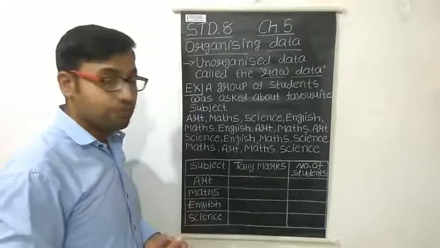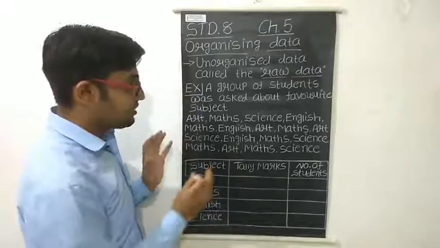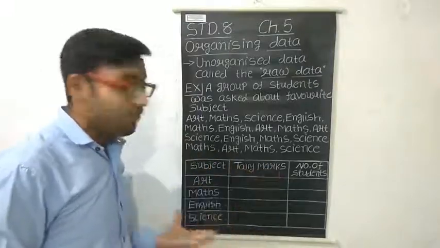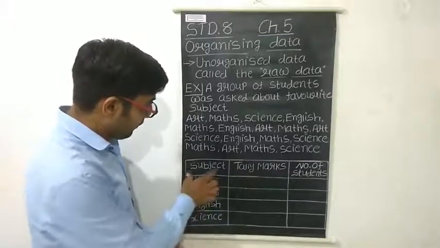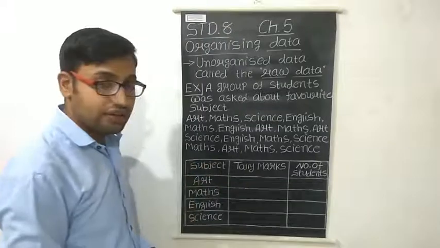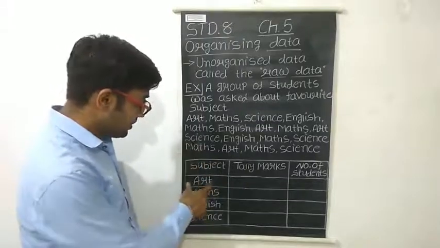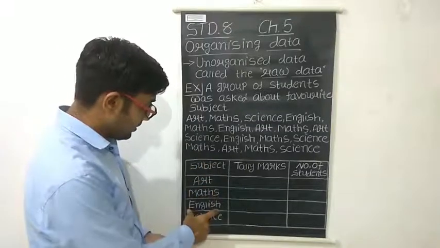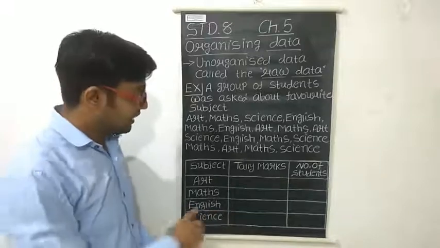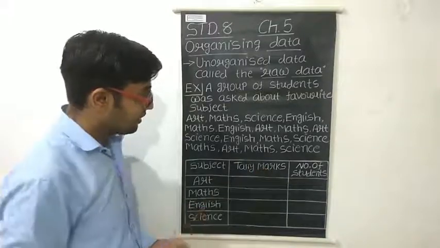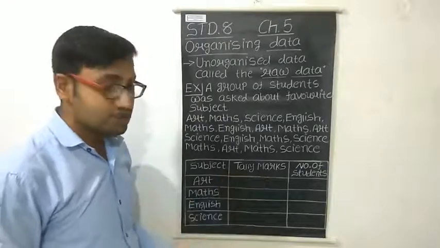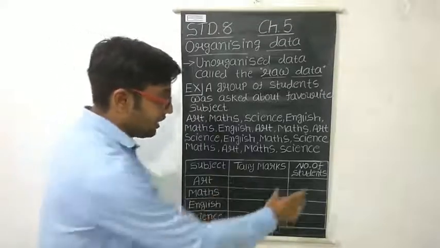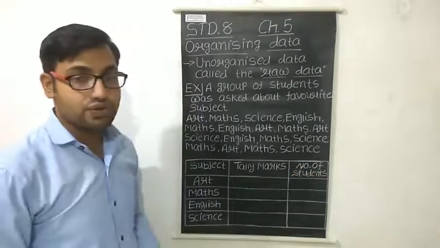So what can we do? We can arrange this data in this type of table. So what is this table? The first column is about the subject. We know there are four subjects: art, maths, English, and science. The second column we have to make in tally marks. Now what are these tally marks? We will understand it. And the third is the number of students.